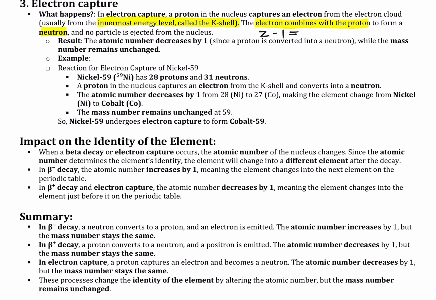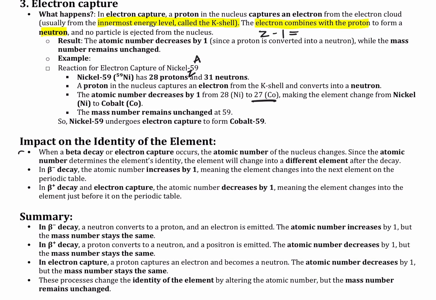So once again, let's go ahead and look at an example. In this case, we have nickel with 28 protons. So the atomic number is 28. This is our mass number. 31 is our neutrons. And when an electron capture occurs, we would have to subtract 1 from the atomic number. It would go down to 27, which leads to cobalt, a new element, and the mass number remains the same.